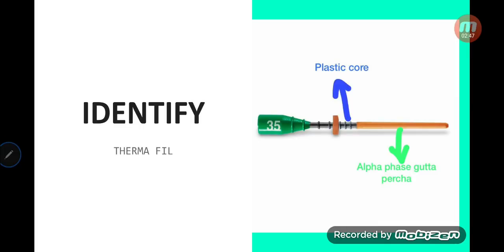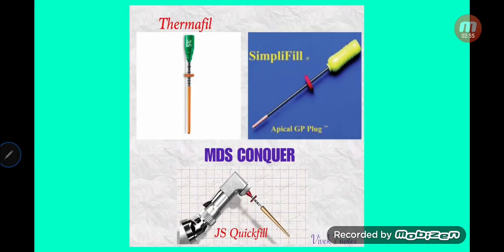So next, this is Thermafil, a type of obturating system where you have an alpha phase gutta-percha attached to it. These are different types of obturating systems. This is Thermafil. Simplifill will have an apical plug here, and this is JS Quick-Fill, which is connected to a micromotor-like device.